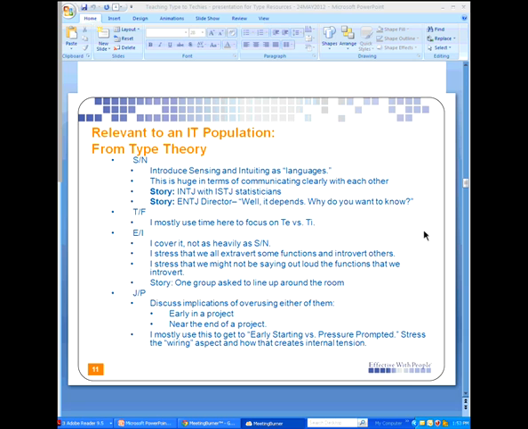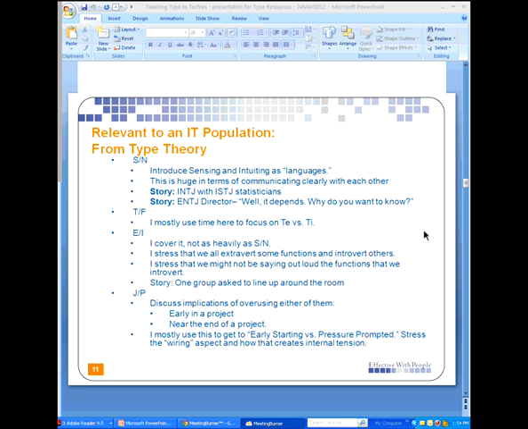P preference folks are not pressure prompted. I myself am an early starting preference ENFP. And I have run into a number of ENTJs and ESTJs who are pressure prompted and not early starting. And we have a really nice discussion around how being pressure prompted puts serious stress on the other people around you if they're early starting.